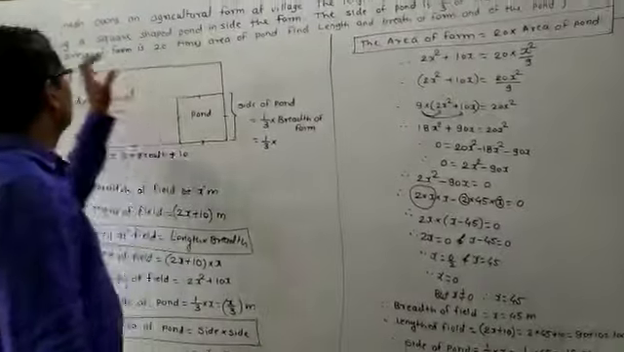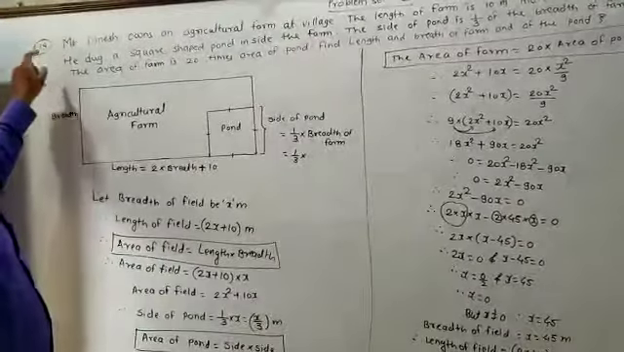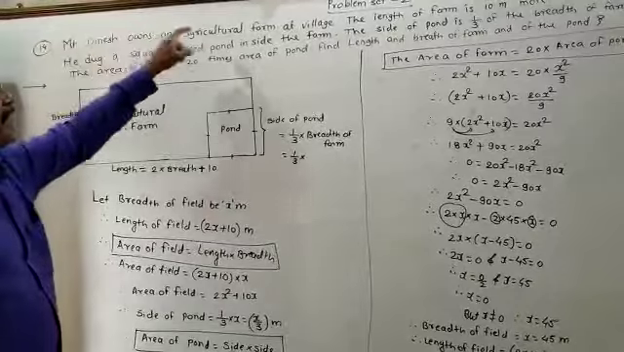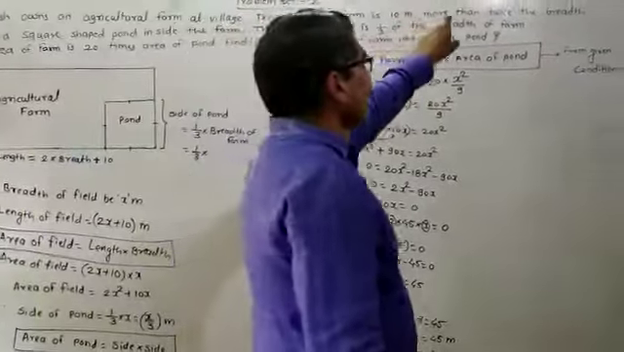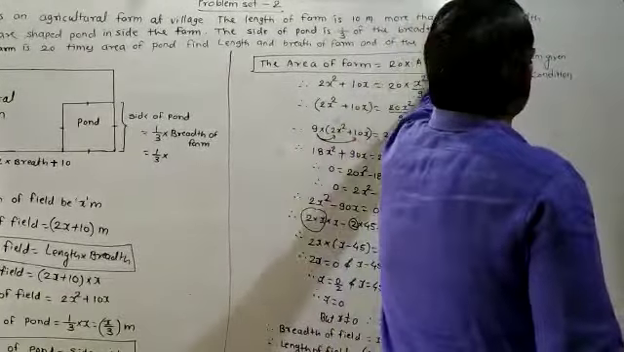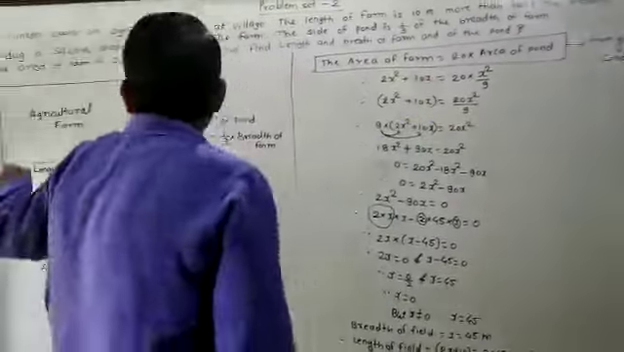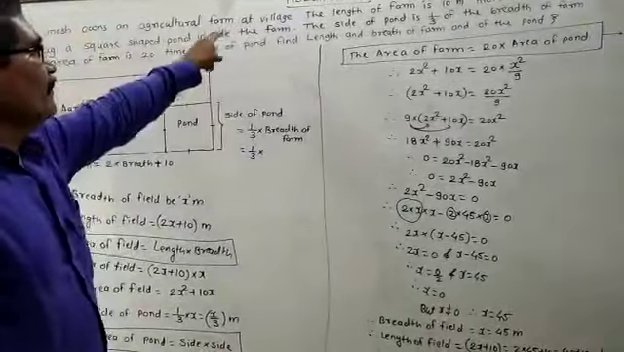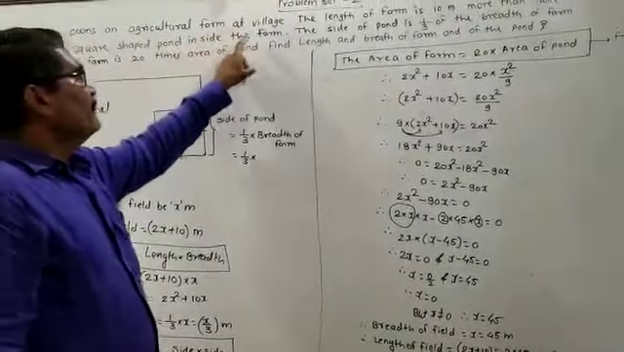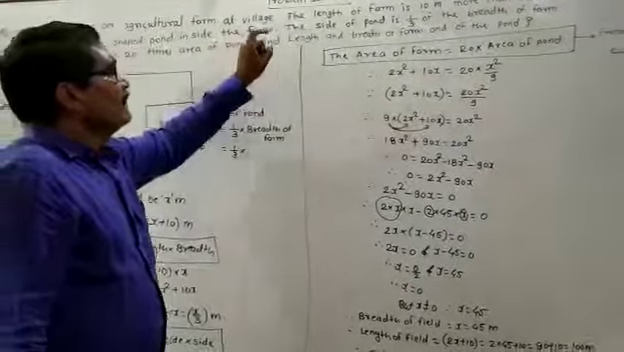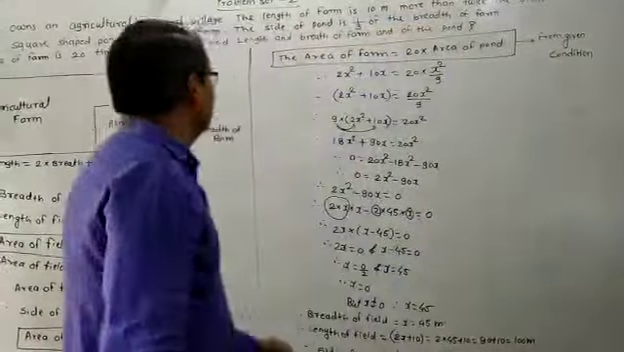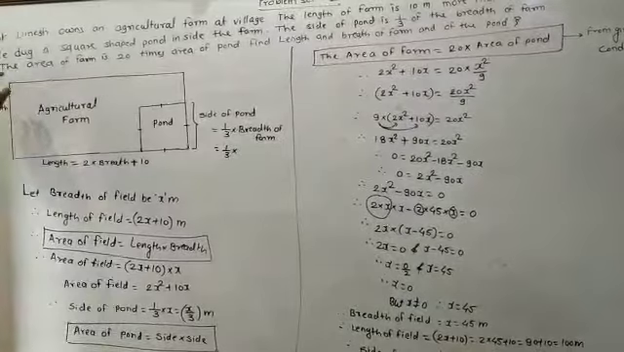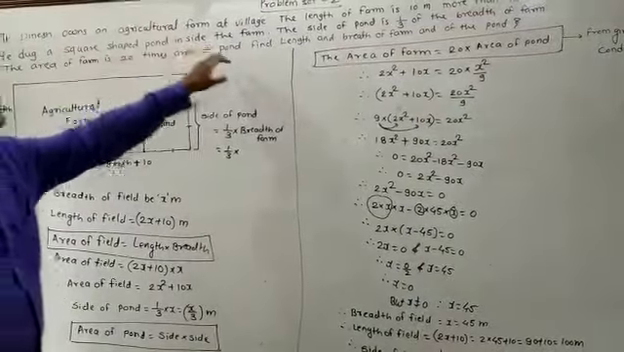Example of this practice problem set 2. Mr. Dinesh owned the agricultural farm at the village. The length of the farm is 10 meters more than twice the breadth. He dug a square-shaped pond in the field. The side of the pond is 1/3 of the breadth of the farm, and the area of the farm is 20 times the area of the pond.